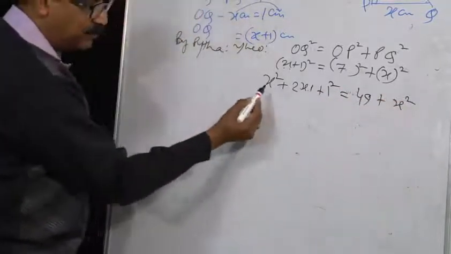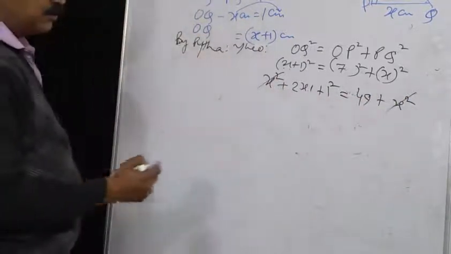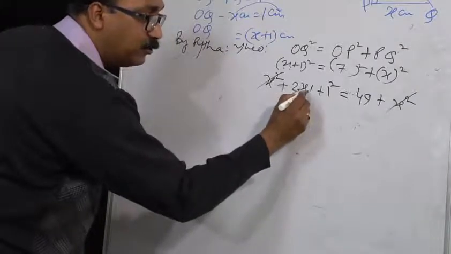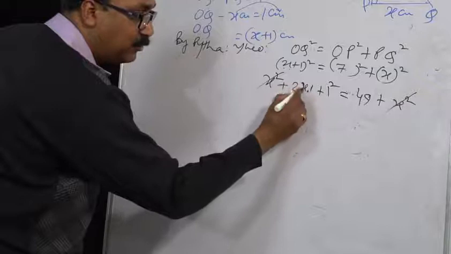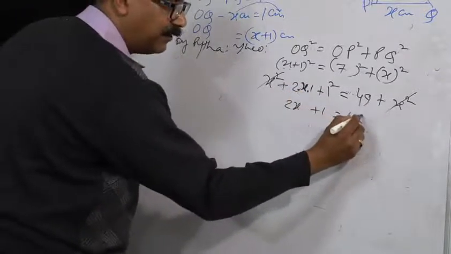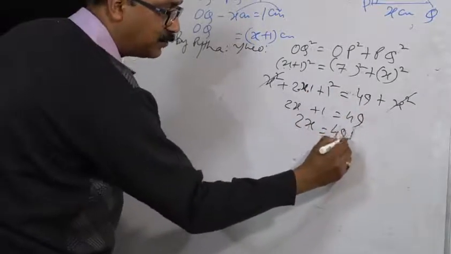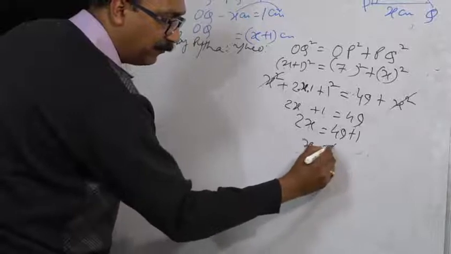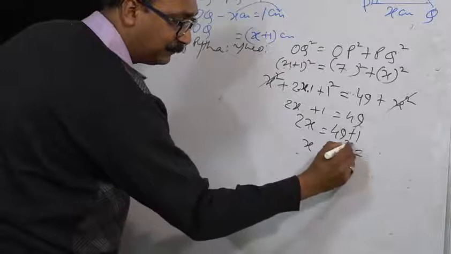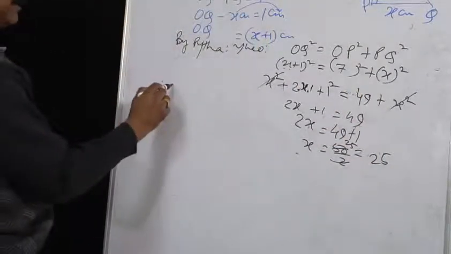So, now see, both sides have the same term with the same sign, we can cancel it. So, what do we have here? 2 into x into 1 is 2x, plus 1, equal to 49. Take the 1 to that side. So, 2x equal to 49 plus 1. So, x will become 50 by 2. Cancel, you will get 25. So, x is 25.